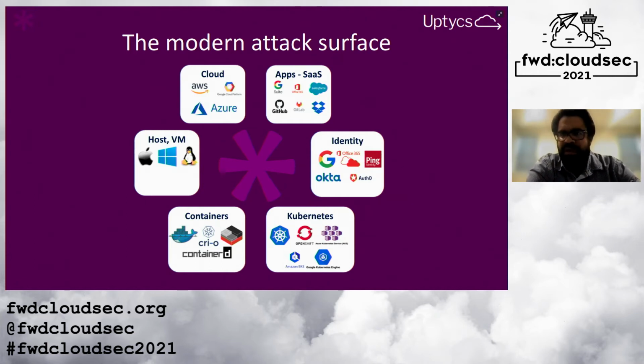Now you have all those applications running in the cloud, whether it's IaaS or SaaS services. Then you have containers like Docker or the whole new world of Kubernetes, and even identity providers like Okta, Auth0, Ping Identity, and so on. And SaaS applications like GitHub, where the code lives, Salesforce, Dropbox, G Suite, and Office 365, where the work gets done, right? So the modern attack surface is increasing day by day, and hence it's increasing the risk for an organization as well.